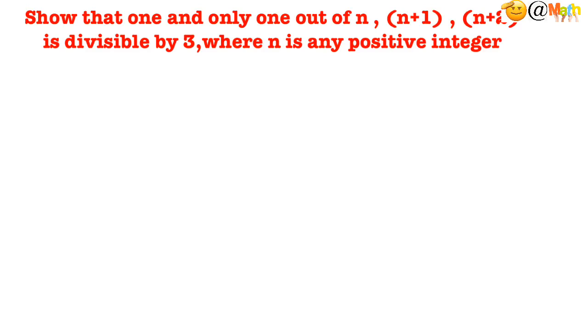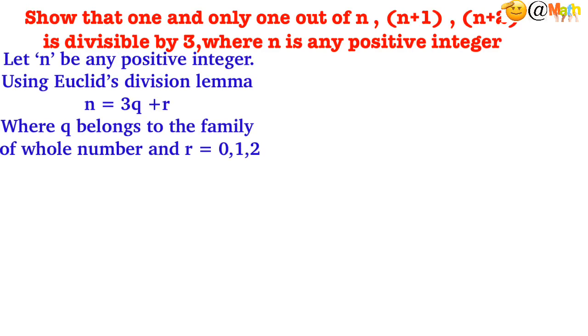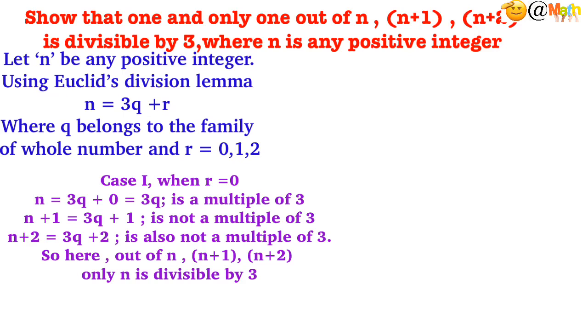Let n be any positive integer. Using Euclid's division lemma, n is equal to 3q plus r, where q belongs to the whole numbers and r is equal to 0, 1, 2, as it will be less than 3. Now, case 1: when r equals 0, n is equal to 3q, which is a multiple of 3.